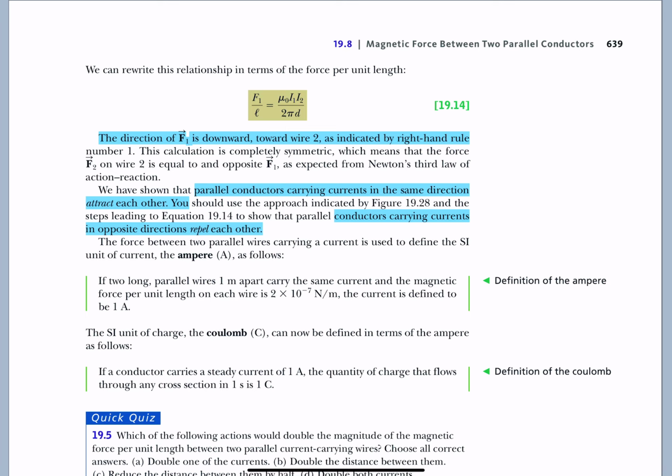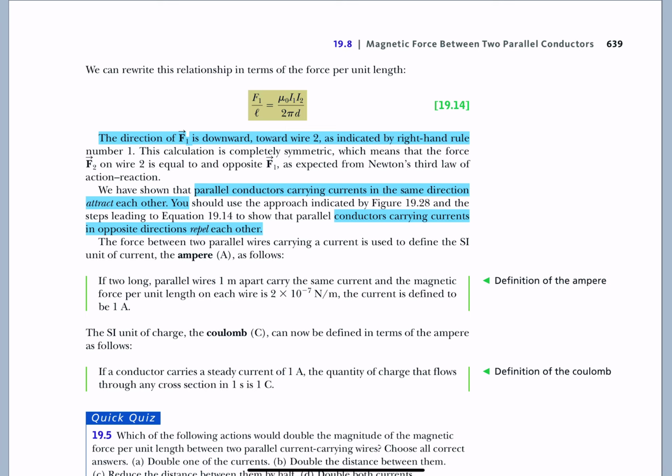The direction of the force that F1 is going to exert is downward, using your right-hand rule, meaning if you put your thumb in the direction of the current in wire number 1, your fingers, either above the page, or below the page, or inside the page, will be represented by your curled fingers surrounding the wire.